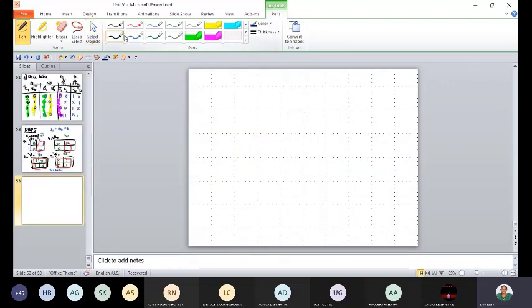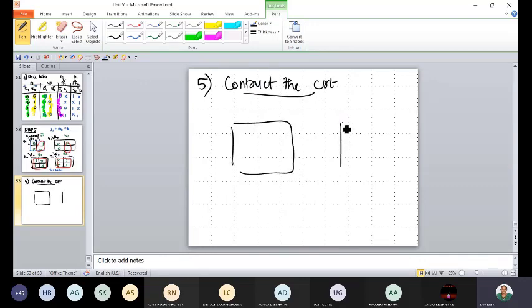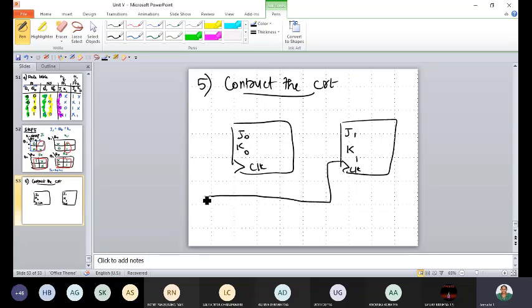The last step of designing is to construct the circuit. We have the Boolean expressions. As I said, we need 2 flip-flops, J and K, with inputs J0, K0, J1, K1, and a clock input. Since it is a synchronous circuit, tie both the clocks. Here you have Q0 and Q0 bar, and Q1 and Q1 bar.